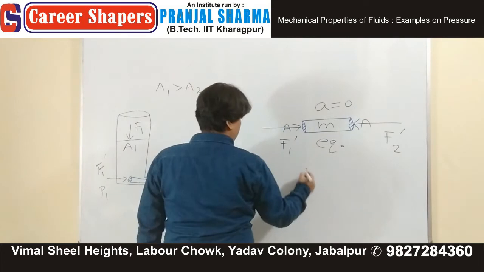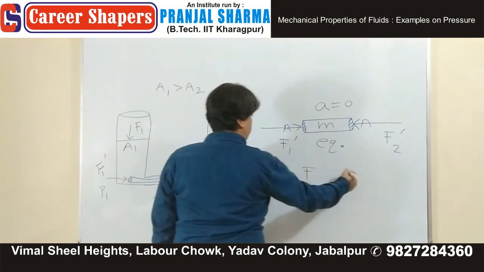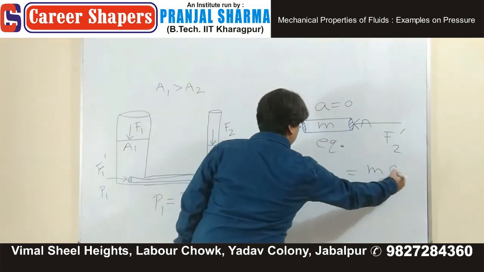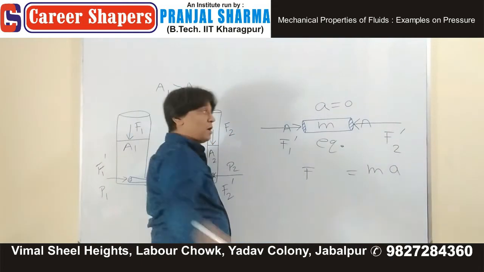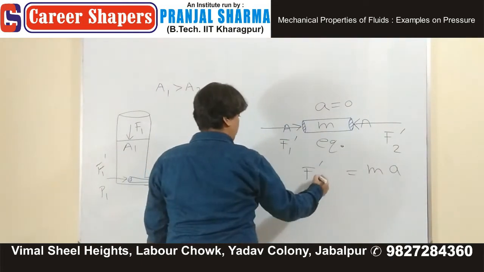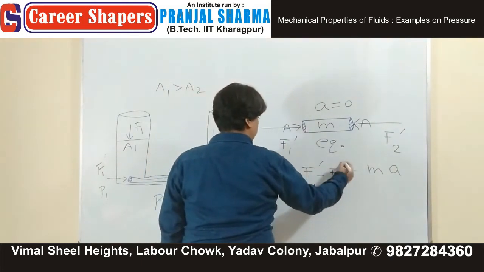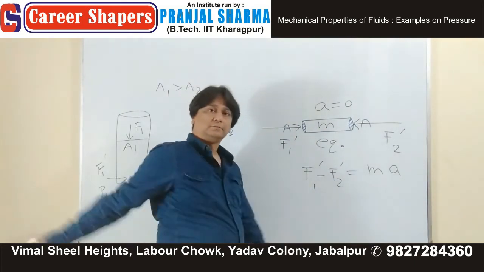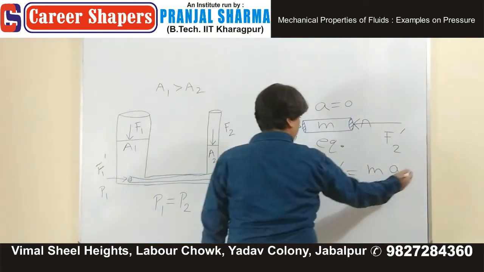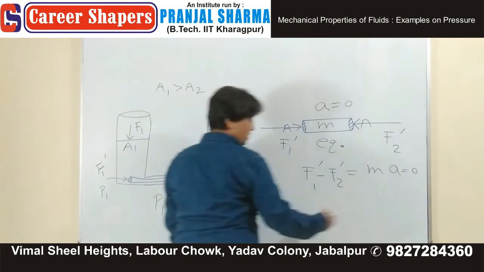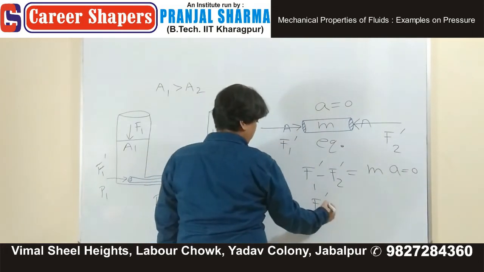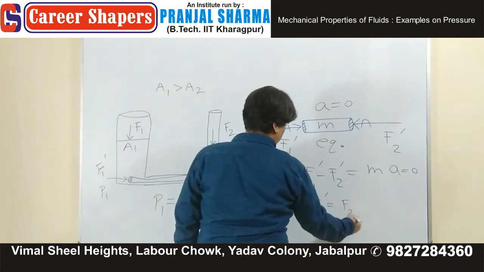What is F? Mass into acceleration. What is force? F1 dash minus F2 dash. But what is the acceleration? 0. And therefore F1 dash will be F2 dash.